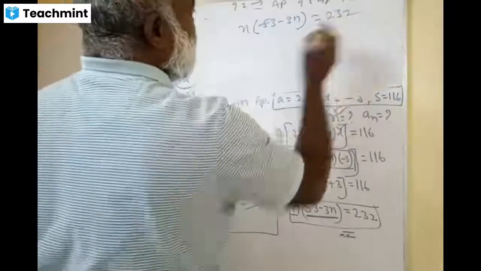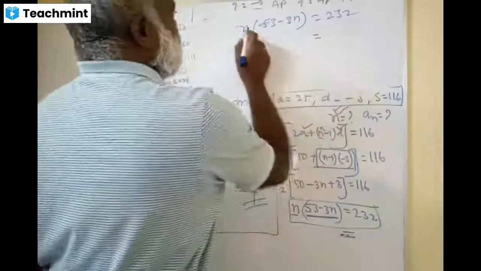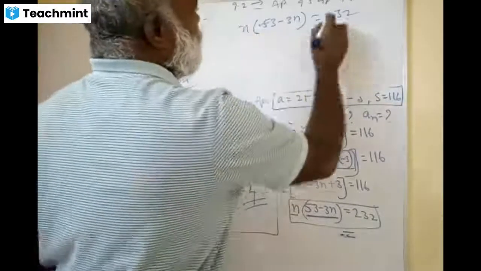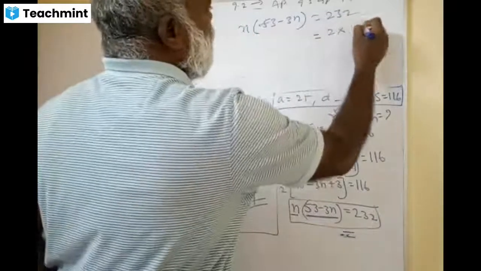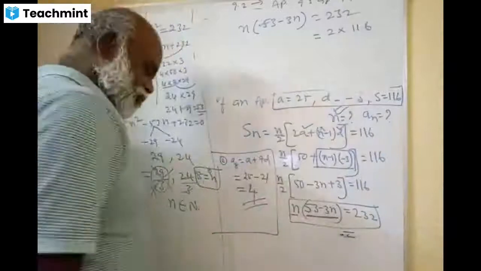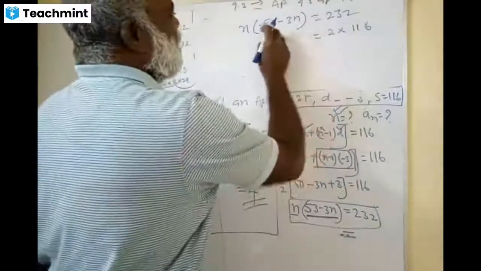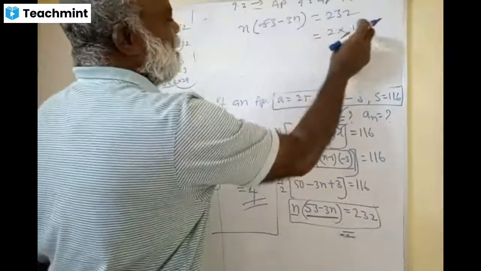You just do one thing now, please. Just write this 232 as 2 into 116, right? You agree? Yes, sir. If this is 2, then 53 minus 6 cannot be 116, my dear. Okay?